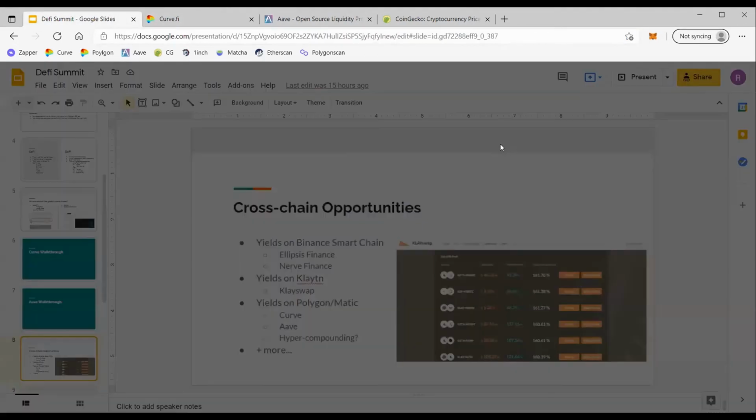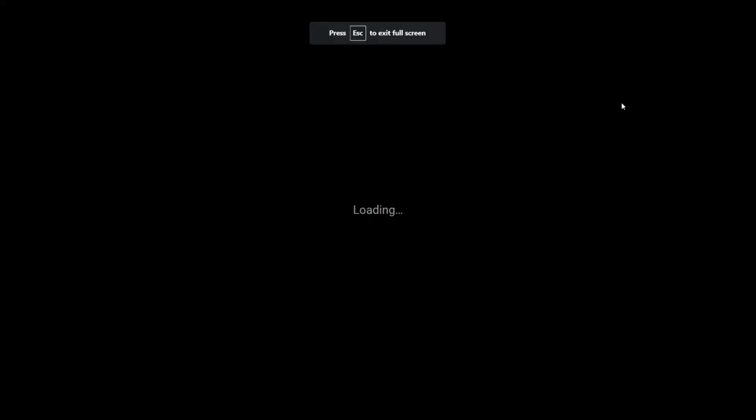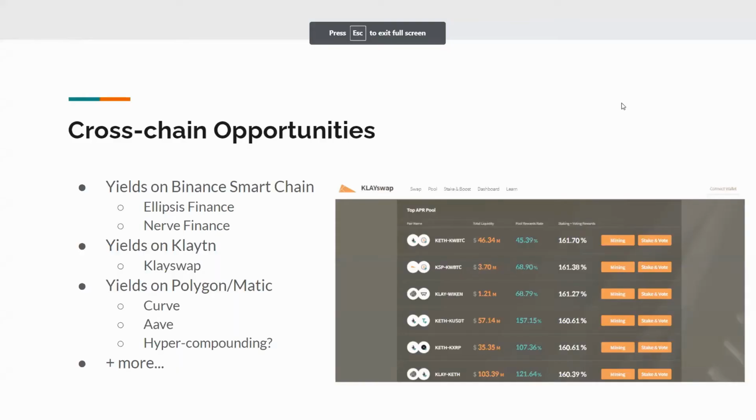If we go back to the slides here, this is just a slide going over that there are a lot of other blockchains other than Ethereum. Well, Ethereum's the most popular. There's a lot of activity going on Binance Smart Chain. There's one example called Klaytn, which is the photo that I'm showing on the right. This is like a Uniswap clone called ClaySwap. There's also Polygon, which is super popular now as well.